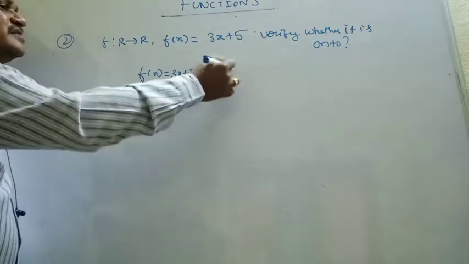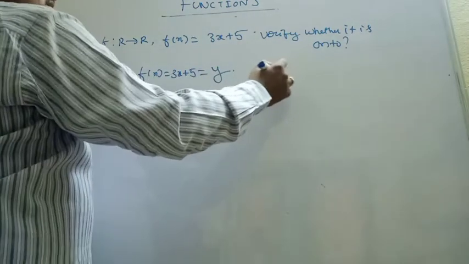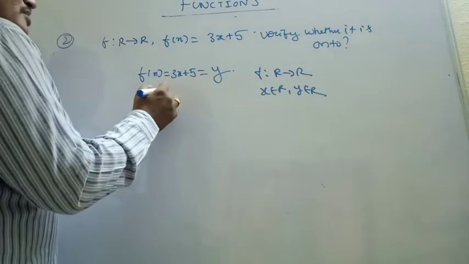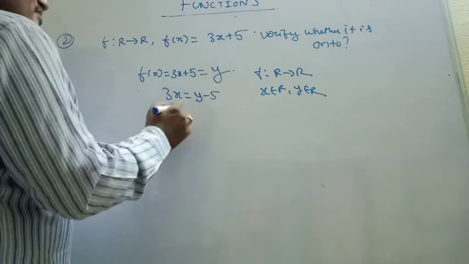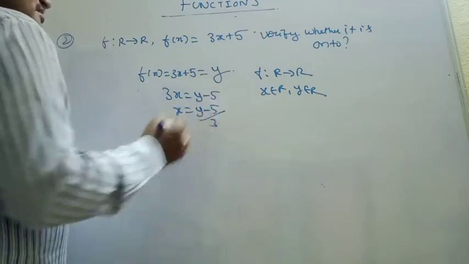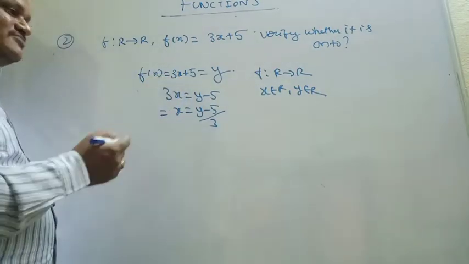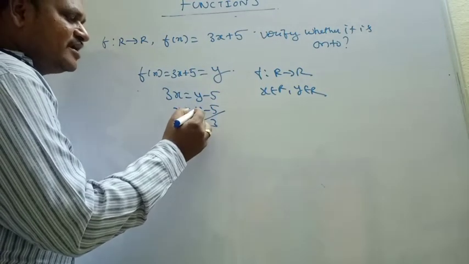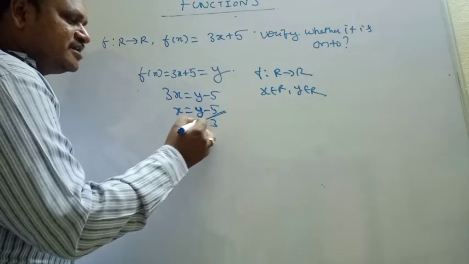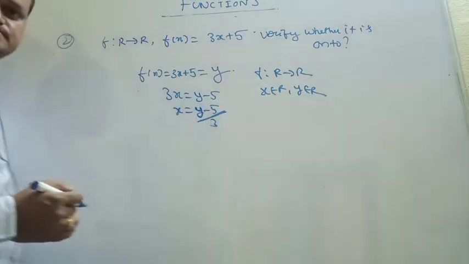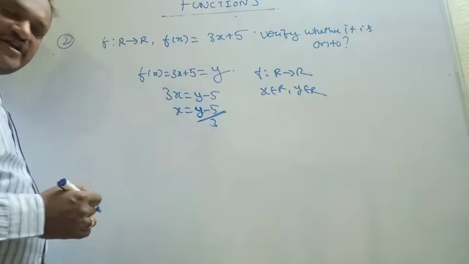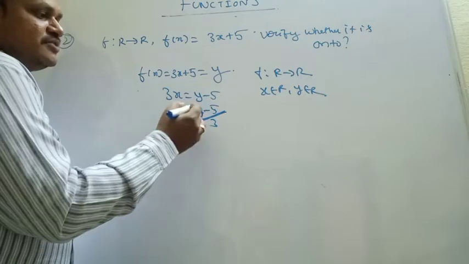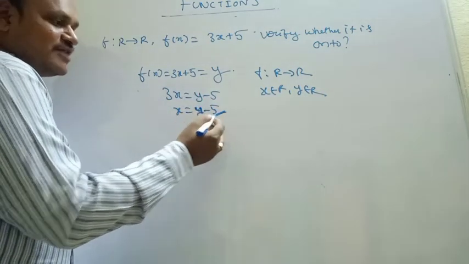You see how I am going to do this, this is the general rule. Let us take f(x) as y, where f is a function from real numbers to real numbers. x belongs to R and y also belongs to R. That means 3x = y minus 5, so x = (y minus 5)/3. Now y is a real number, so for any real number y, (y minus 5)/3 is once again a real number. Yes.